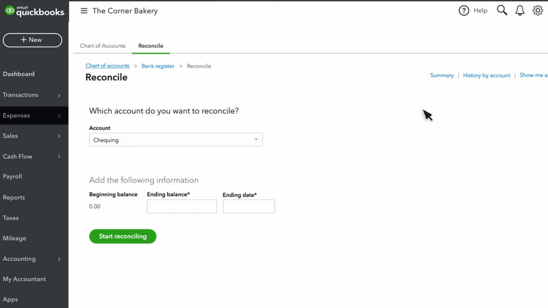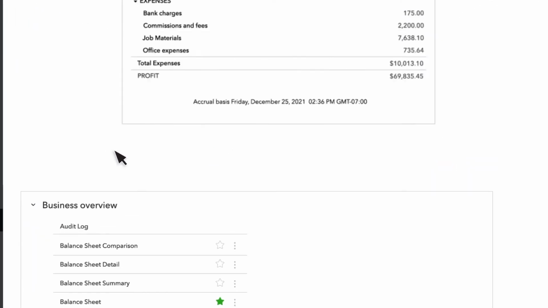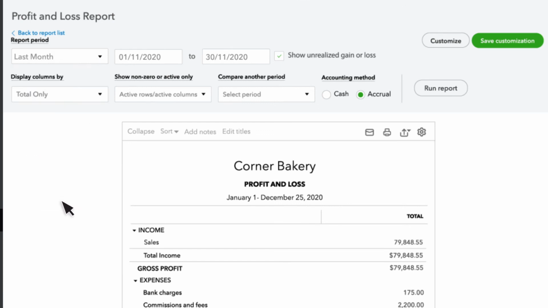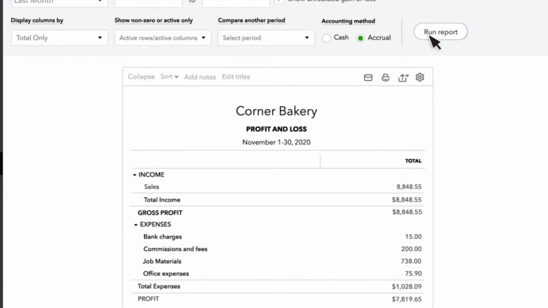Once a reconciliation has been performed, another common monthly task is to run a report on profit and loss for the previous month. Select Reports, then find and select Profit and Loss in the list. For reporting period, select Last Month. This allows you to see all your income and expenses for that period and stay on top of any issues that might arise in your business. Now select Run Report.